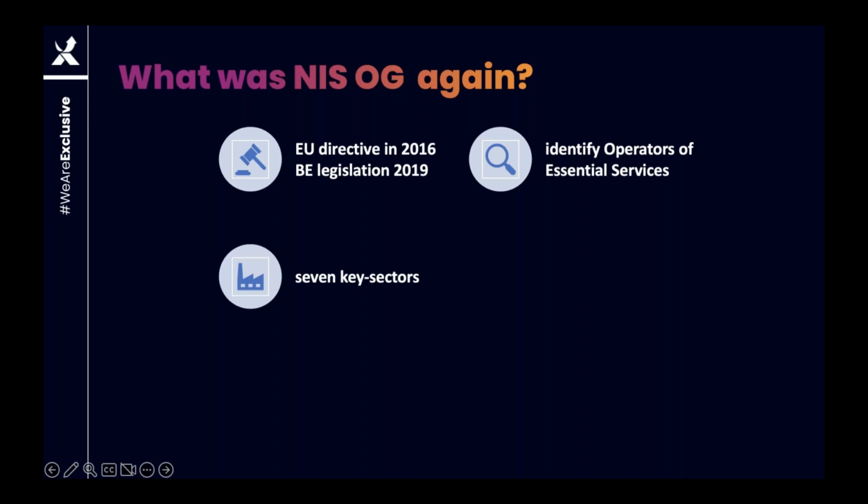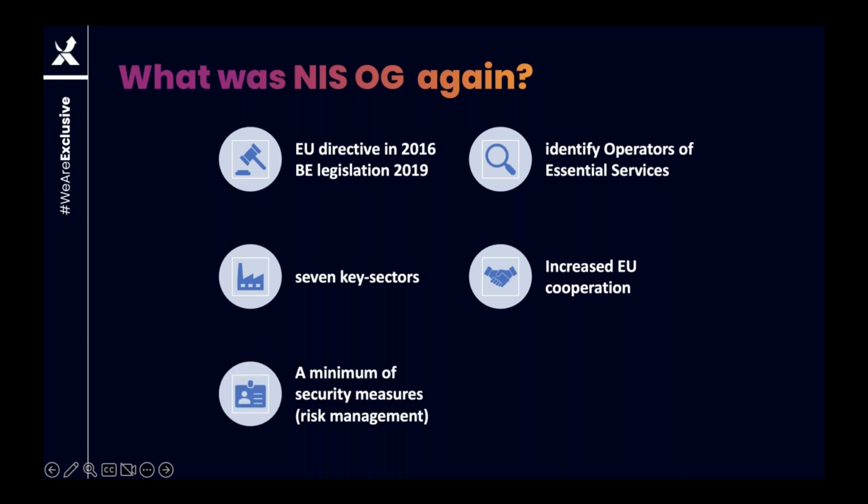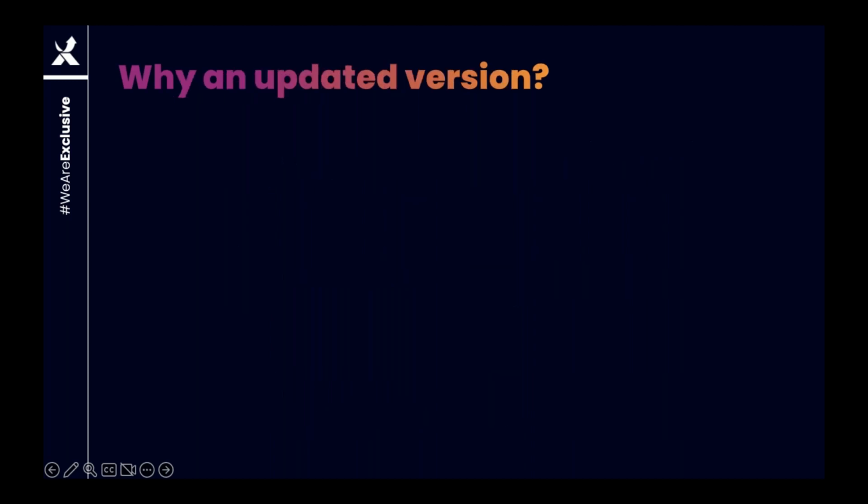NIS focuses on 7 sectors, and it was the first cybersecurity legislation in the world where the focus was on increased EU cooperation, and also on enforcing security measures. There was a minimum of security measures, and if there was an incident, you were obligated to report it. So that was NIS1. Why do we need an updated version?